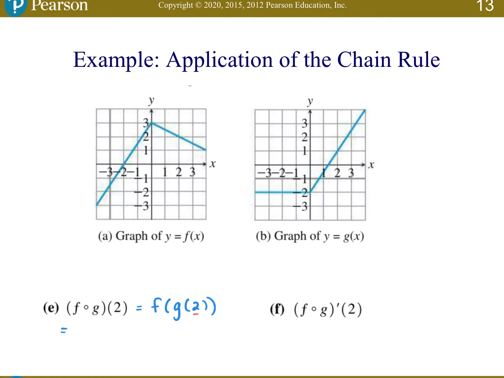So we go to the 2 value on the g graph. So on our g graph, our 2 value is right here. So that would give me a value of 1 in the parentheses with f on the outside. And now we go to the f function, and we're looking at the value of 1, and we know that to be 5 over 2.